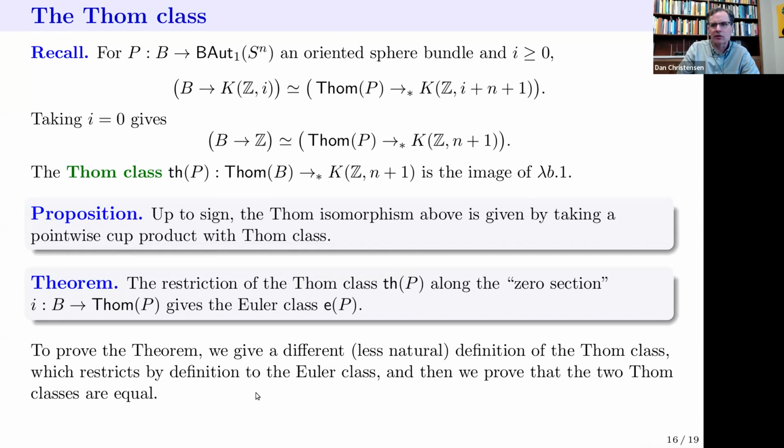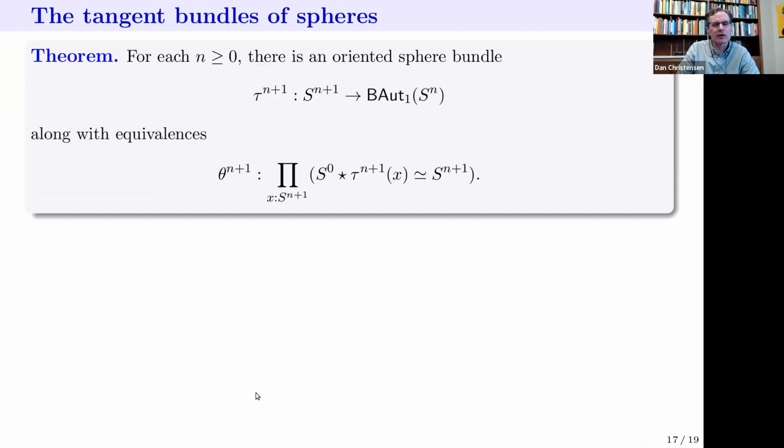Okay, I've got just a few more slides and a few more minutes, so let me go through here. So let's get to the tangent bundles of spheres. So we constructed for every n, an Sn bundle on the n+1 sphere that we call the tangent bundle. So again, we think of it as the unit sphere bundle or the non-zero vector bundle of the tangent bundle. And along the way, we also give these equivalences that show that when I take the direct sum of this bundle with a trivial line bundle, I get a trivial bundle one dimension higher.